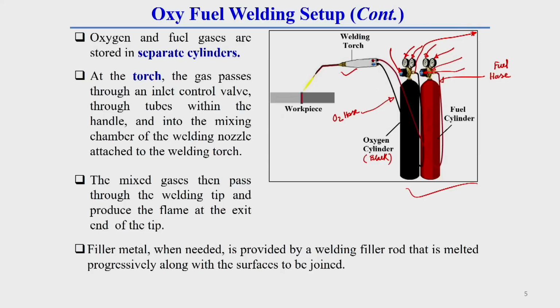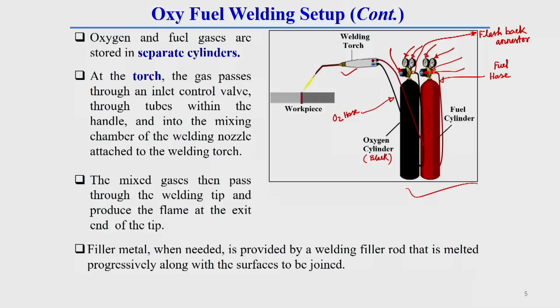Now, here is another important thing you should remember. At the outlet of the regulator, where the gas comes out from the cylinder toward the workpiece, a flashback system is used, which is generally called a flashback arrestor. What is the flashback arrestor?